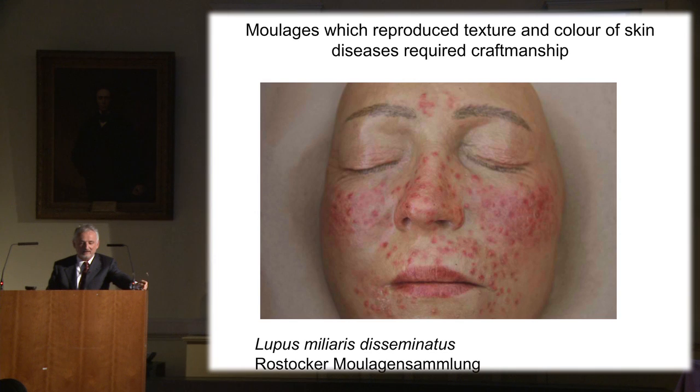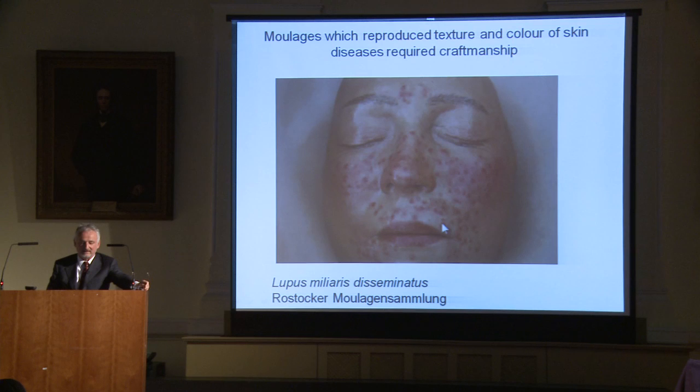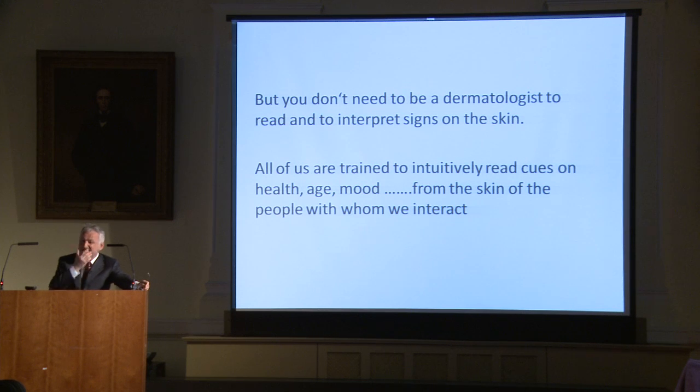paintings. And there were other people who did moulages, so sculpture was also part of dermatology teaching, and you can see this is lupus miliaris of the face, and you see how well people observed and reproduced the signs of skin diseases. But you don't need to be a dermatologist to read and to interpret signs on the skin.